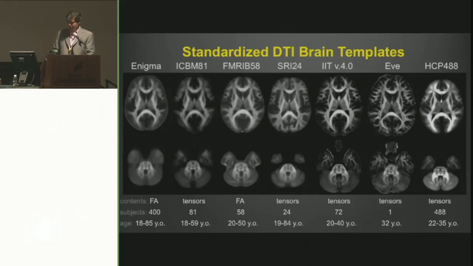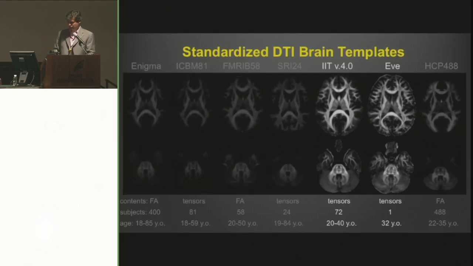And if you think also that the Eve template is a single subject data set, and the fact that IIT version 4 has features that are very similar to those of Eve, it demonstrates that IIT version 4 has features that are representative of individual subjects. If we compare these two templates now to the Enigma template, you will notice that it's relatively blurry throughout the image, especially in the periphery. For ICBM 81, we see the same thing. It's relatively blurry throughout, but especially in the periphery of the brain.